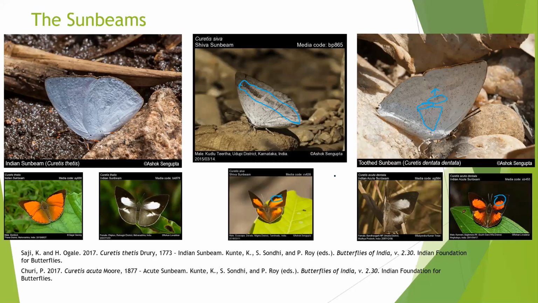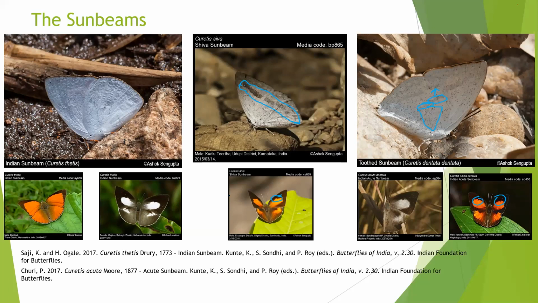in the case of the Shiva sunbeam makes it a Shiva sunbeam. When you see a photograph in the wild of a Shiva sunbeam and an acute sunbeam, you'll be able to distinguish between the two with the open wing by seeing the absence or presence of the tooth or the notch on the forewing. Both the forewings have this notch. And in your Indian sunbeam, this brown portion is quite limited to the apical area.